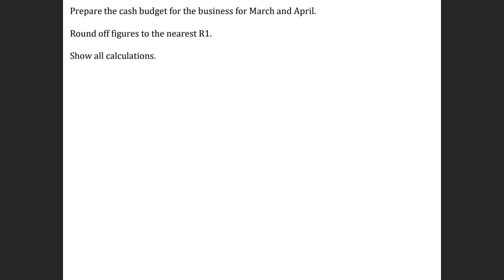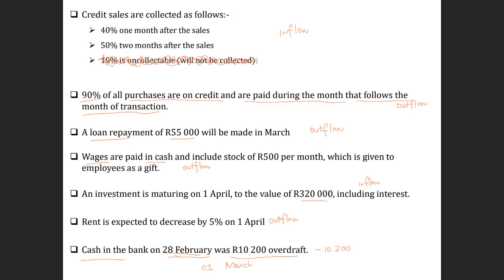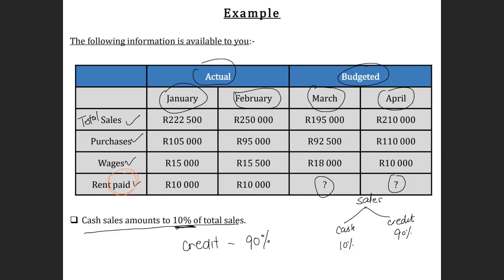Then they said to you on the next page, prepare the cash budget for the months of March and April. And they wanted you to round off your figures to the nearest rand and show all of your calculations. So I'm going to do just the first bit for today because it is a slightly long example, which is your cash inflow or your total receipts. And yes, the cash in the bank is always your opening balance, correct?